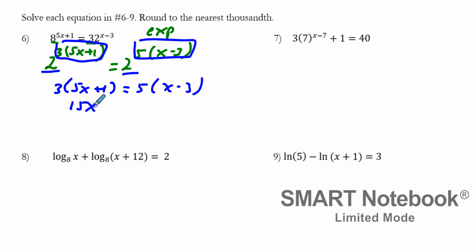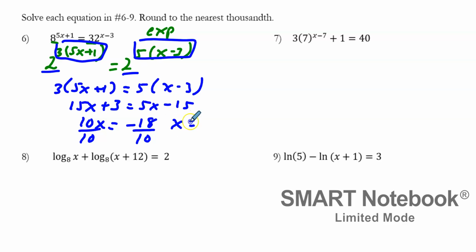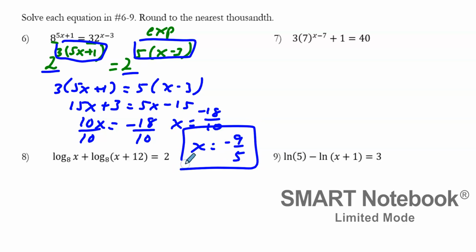So we have 15x plus 3 equals 5x minus 15. Move the x over. We have 10x over here. Subtract that over, equals negative 18. Divide by 10. So x would be negative 18/10, which is better written as negative 9/5. Feel free to plug negative 9/5 back into both sides. If you do, you should get the same answer in both. And you can do that completely in your calculator.